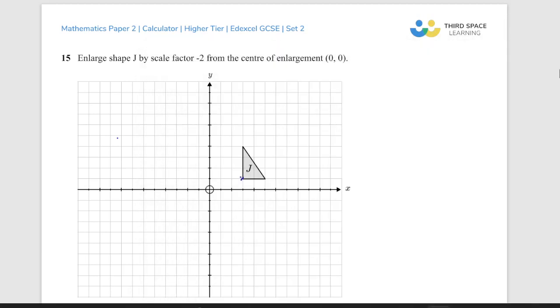So that point there, instead of 3 across, 2 up, it's going to go, sorry, instead of 3 to the right and 2 up, it's going to go 6 across, 2, 4, 6, 2 down. That point, instead of being 3 to the right and 4 up, it's going to go 6 to the right and 8 down, 2, 4, 6, 8.